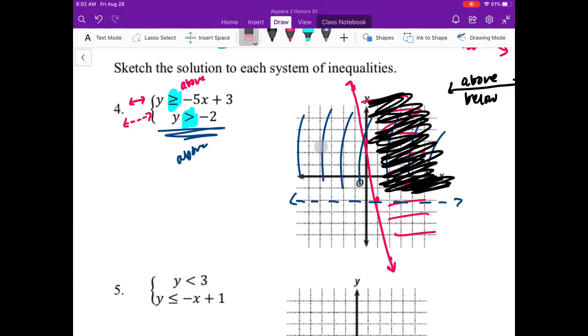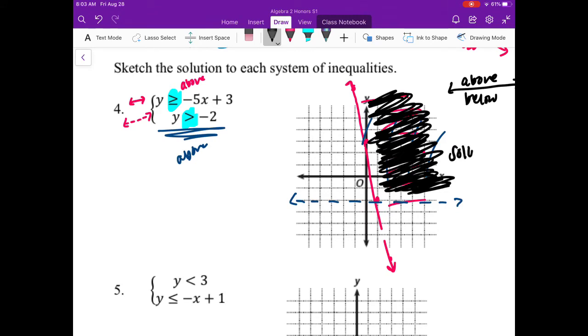And you're going to erase the shading that's outside the overlap. If you can't erase it because you're using highlighters, just make sure you're making the overlap really, really dark. You can also write next to it that this is the solution set, and that will show me where your overlap is. So this means that if I pick any point in this solution set, it's going to make a true statement for my equations.